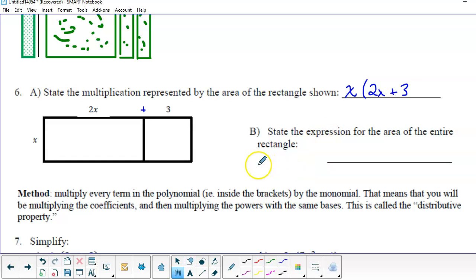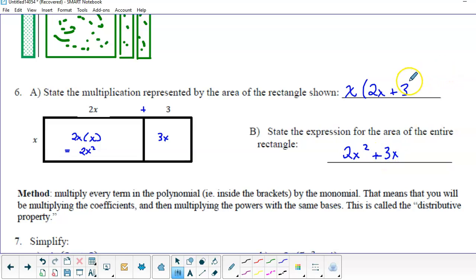Okay, and then the area. So think about length times width. That'll be 2x times x. If you're thinking about just length times width, the unit that we just finished, that's 2x squared. And length times here is 3x. So the answer is 2x squared plus 3x.